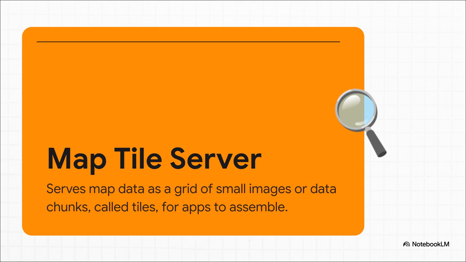And the magic behind all this is something called an MBTiles server. The easiest way to think about it is like a specialized web server. But instead of sending you a web page, it takes your map data and slices it into this grid of tiny little images or data chunks we call tiles. Your browser or app then just asks for the tiles it needs for the part of the map you're looking at and stitches them all together, kind of like a puzzle, to create that seamless map you see.